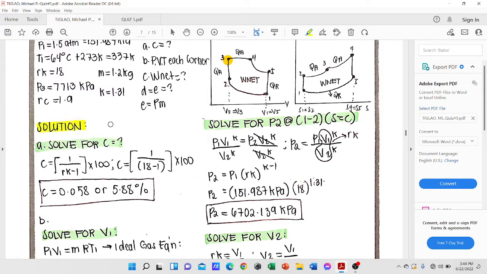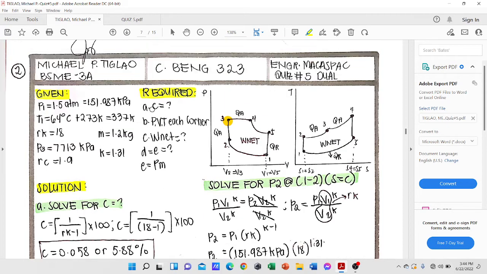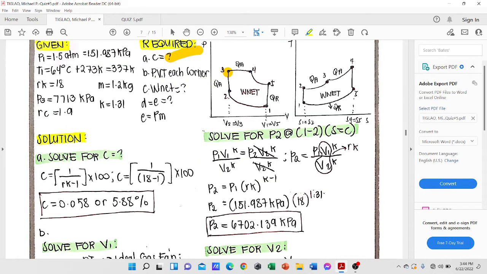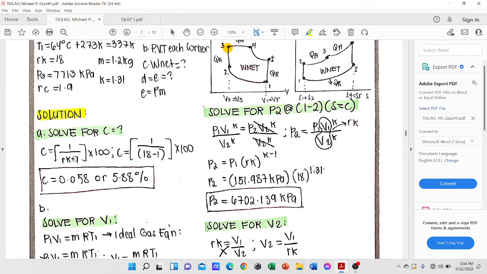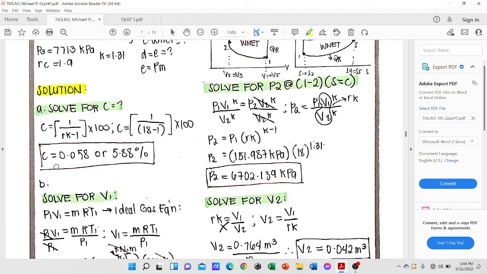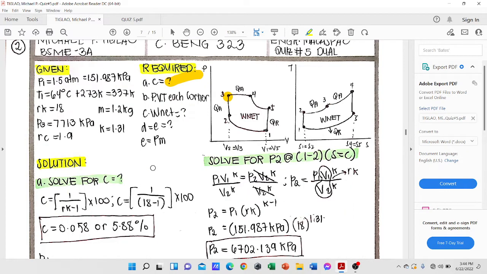So in my solution, I first looked for the clearance. For the clearance, we have the formula C equals 1 over Rk minus 1. Then we multiply by 100 to get the percentage. So we substitute the value of Rk. Therefore, C equals 1 over 18 minus 1 multiplied by 100. So our clearance C is equal to 0.058 or 5.88%. So we have obtained the clearance.